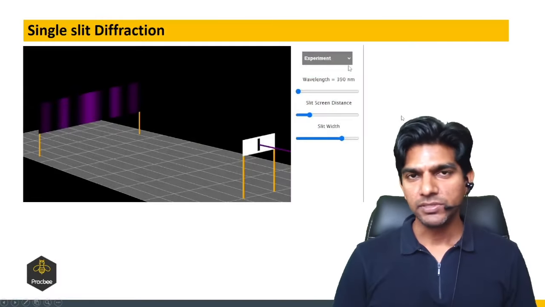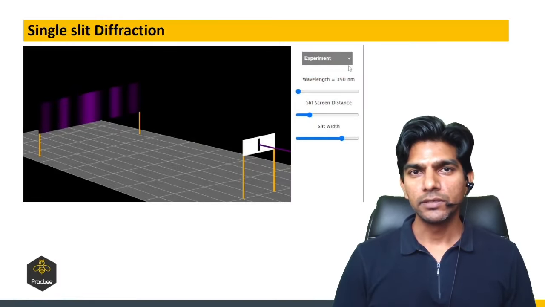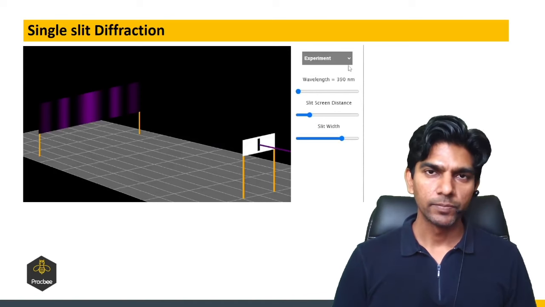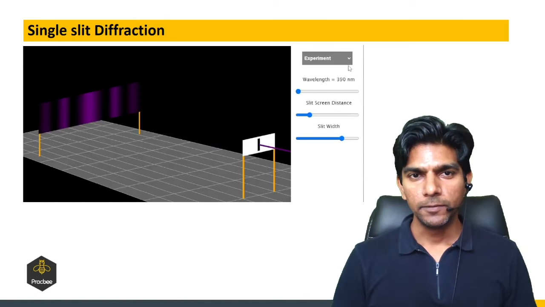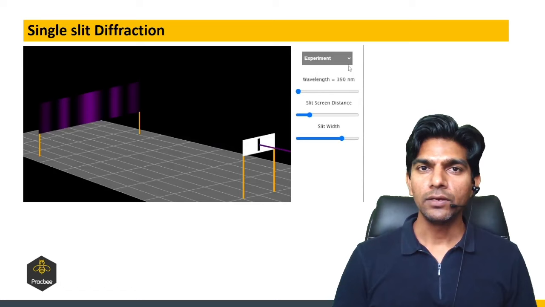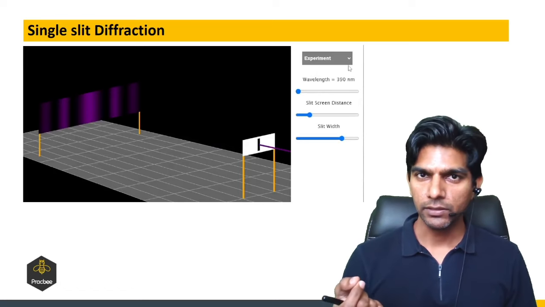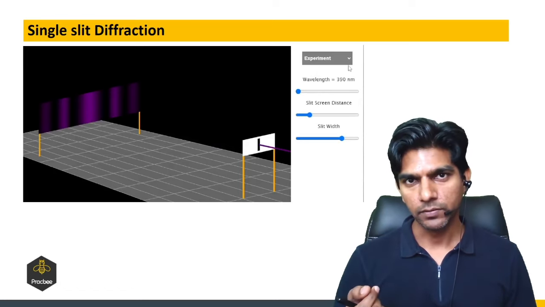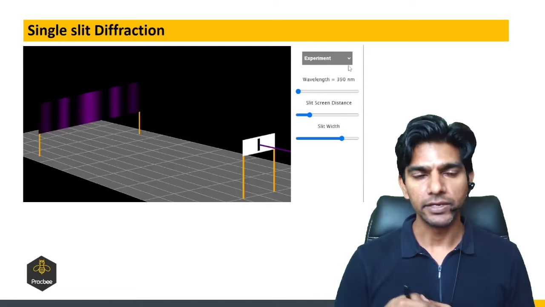So the next concept is diffraction. We're going to discuss the diffraction produced by a single slit. Now, what is diffraction? It is the bending of light when it encounters obstacles which are comparable to the wavelength. When this happens, there will be a bending of light.